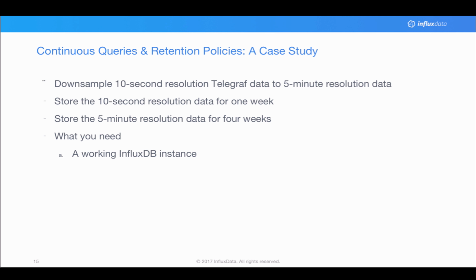Okay, so how would you combine continuous queries and retention policies to downsample your data? So we're looking to downsample 10-second resolution Telegraf data to 5-minute resolution data. So we're going to take 30 points and compress them down into 1. We want to store 10-second resolution data for 1 week, and then we want to store the 5-minute resolution data for 4 weeks. And in order to follow along with this tutorial, you're going to need a working InfluxDB instance.